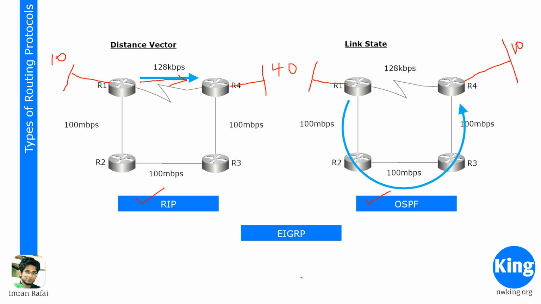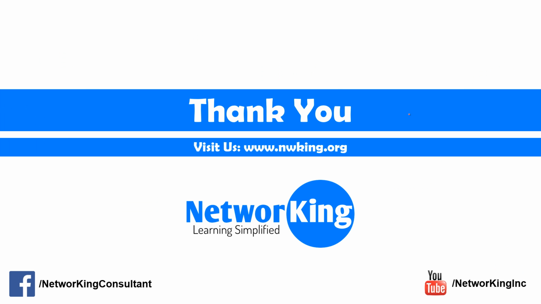What's the advantage of EIGRP? EIGRP takes what is good about distance vector, like RIP, and also what is good about link state, and it has created a hybrid routing protocol, and that is why it is beautiful. We will look at it a little later in the series, right? So I think we have given enough information about what we are going to look at in the future.